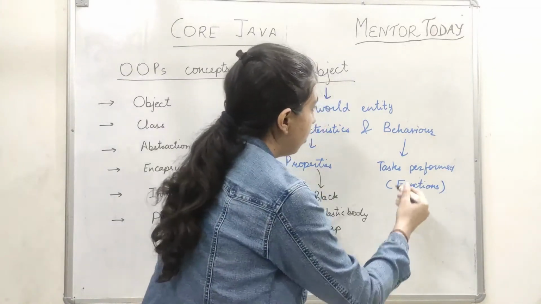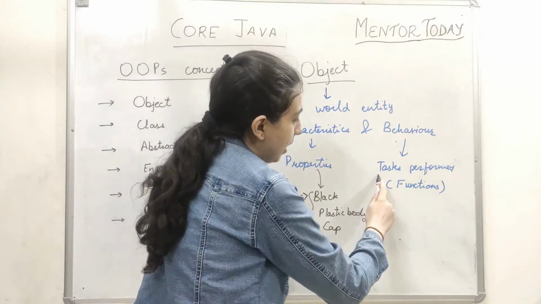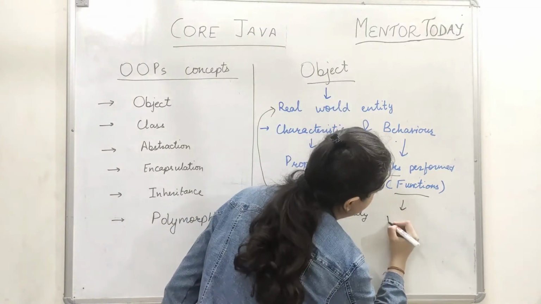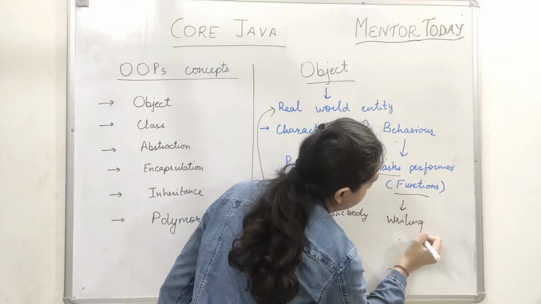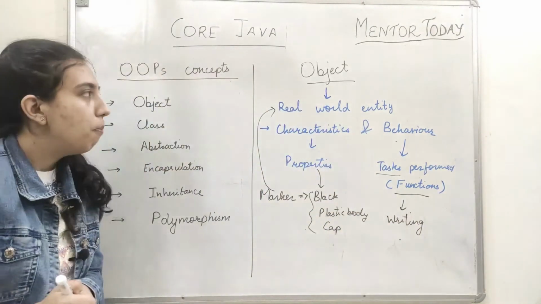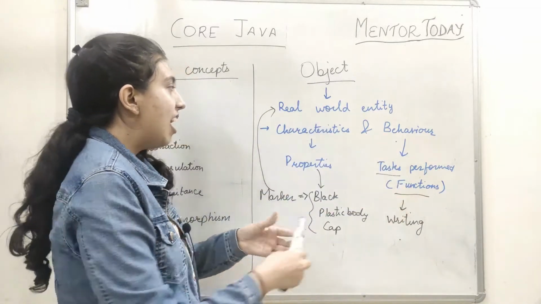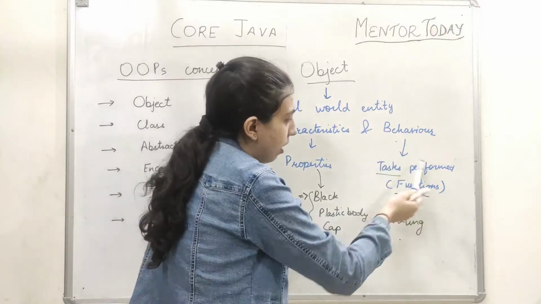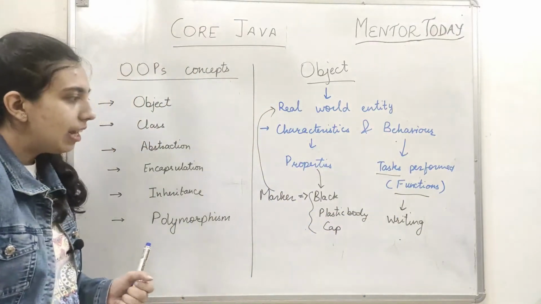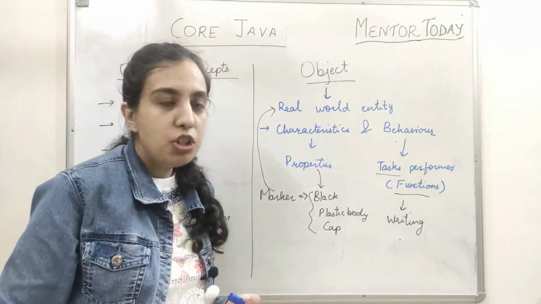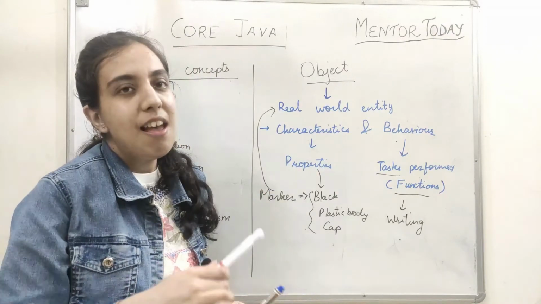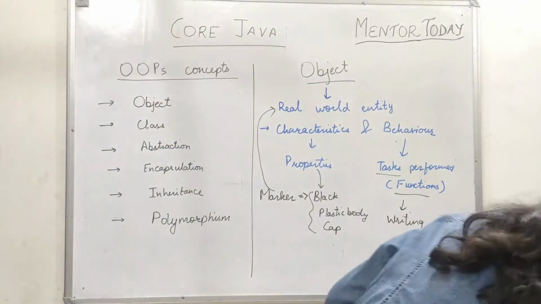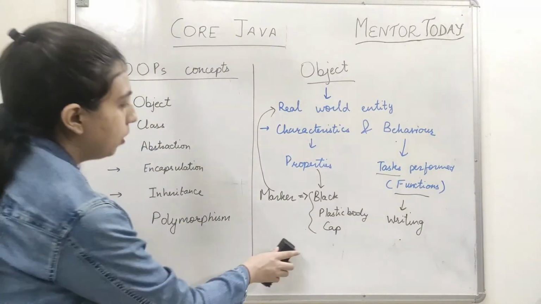The second is the behavior of the object, that is, what task it is performing. What is its function? So it writes. So its function is writing. So basically, an object is a real world entity which has characteristics, that is properties, and behavior. Behavior is the functions it performs. So basically, everything in Core Java can be classified into objects, and through objects only we are going to communicate in our classes later. Now, what is a class? That I'm going to tell you now.